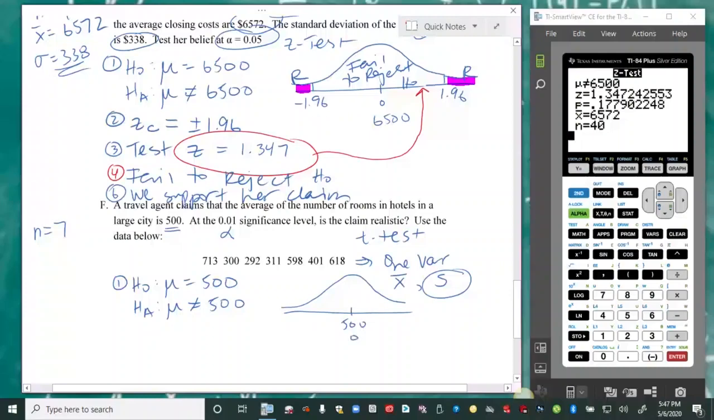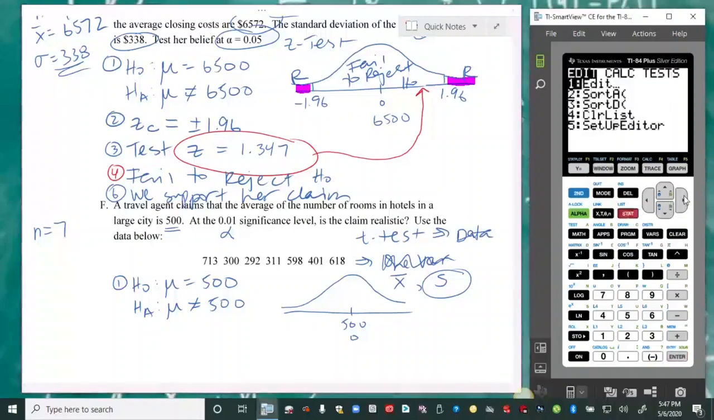I'm going to start by putting my data into the calculator. I could do one variable stats, but I can actually instead just do a t-test and tell my calculator that I have data in there, and it will do the rest. So we're going to do that. I go to stat, and then edit. I'm going to put these into L1, so I'm going to arrow up, clear, and then enter. And I'll go ahead and enter my data.